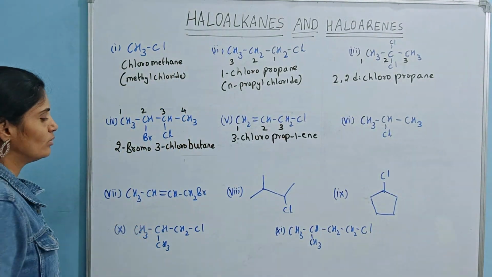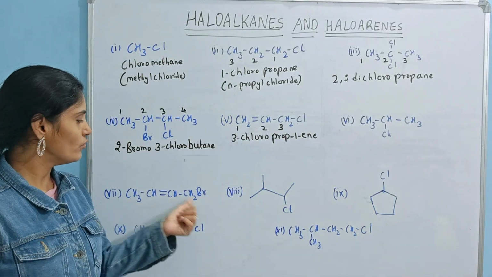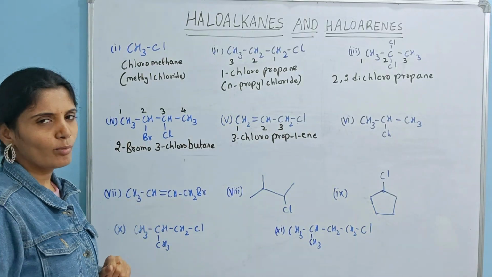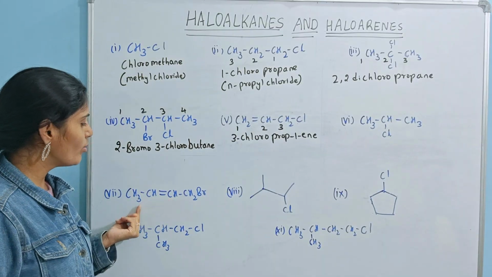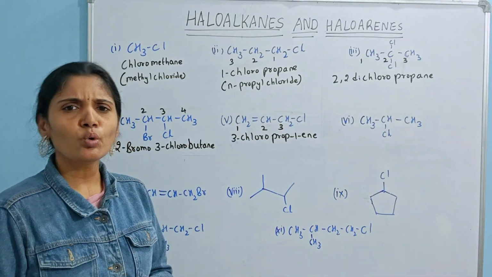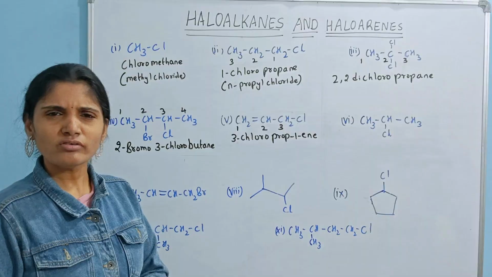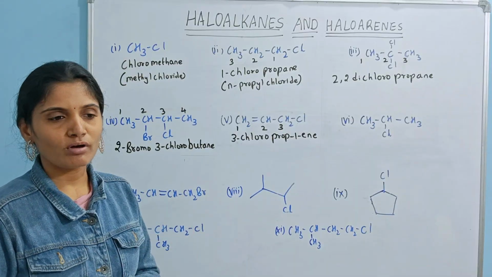Now come to this compound. If I number from the left side, 1, 2, 3, 4, the carbon holding a double bond will get number 2. If I am numbering from this side, the carbon holding the double bond will still get number 2. If on either side I am getting number 2 only, and the double bond is at higher preference, it is fine. For me, double bond wise, both the sides are getting the same number.